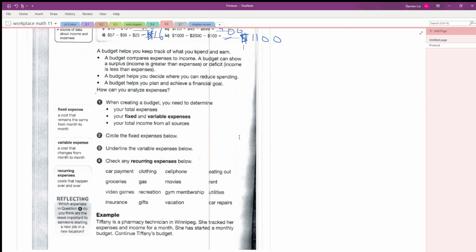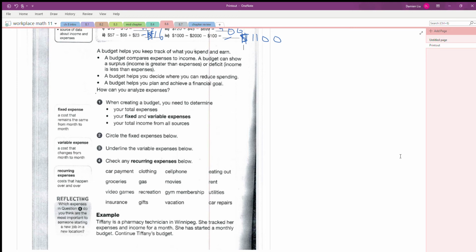All right. So circle the fixed expenses below, underline the variable expenses, check all recurring expenses below. So let's just look at this 2, 3, and 4 here. So we want to circle the fixed expenses. I guess we could just go through each item and determine whether it's a fixed, a variable, or a recurring, an ongoing expense. All right. Some of these things you may not know.